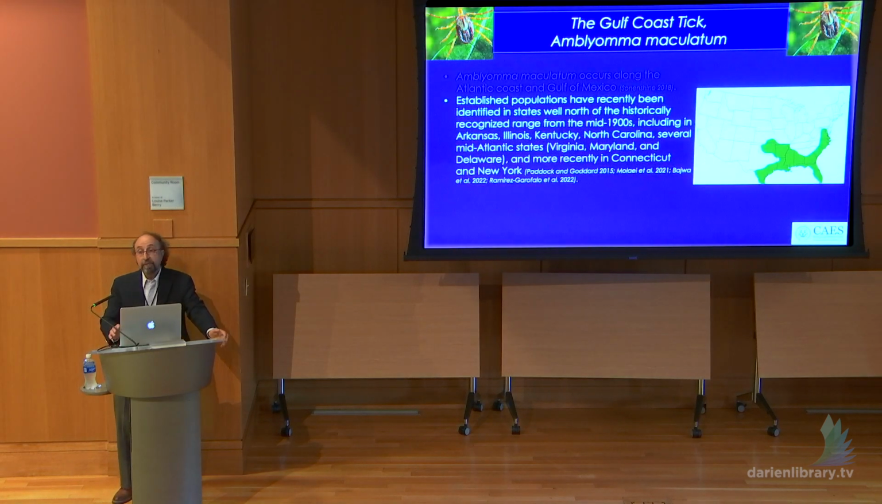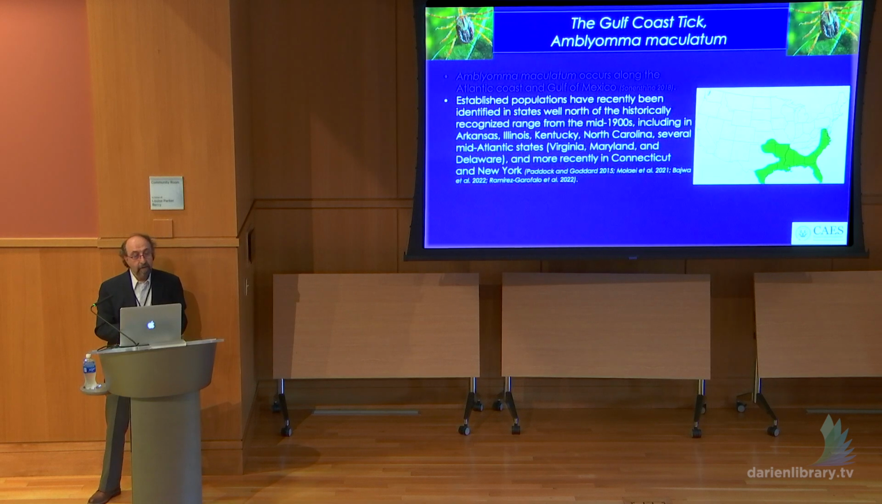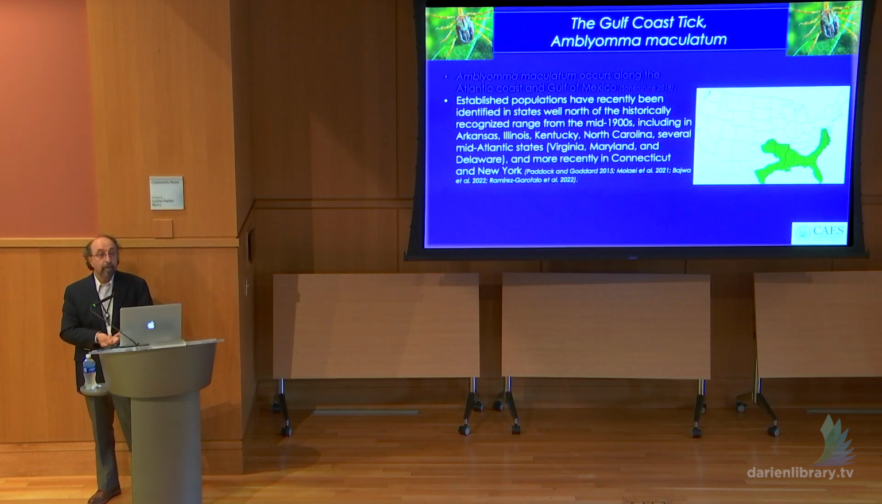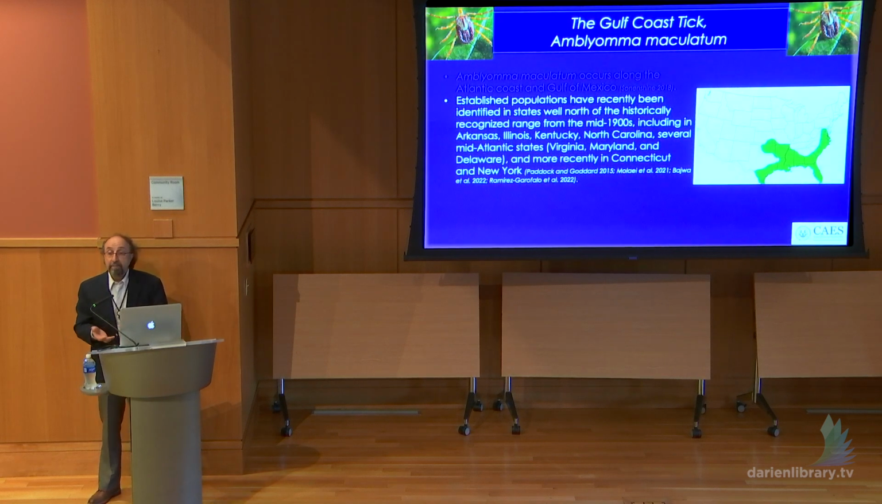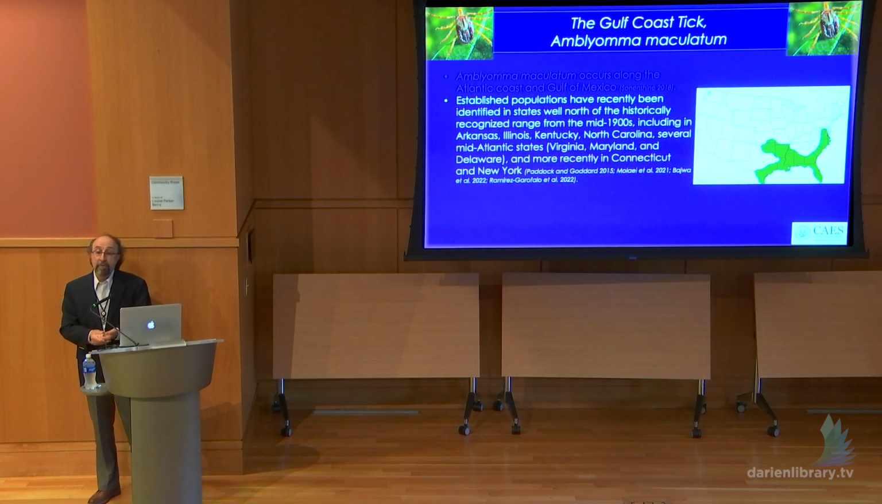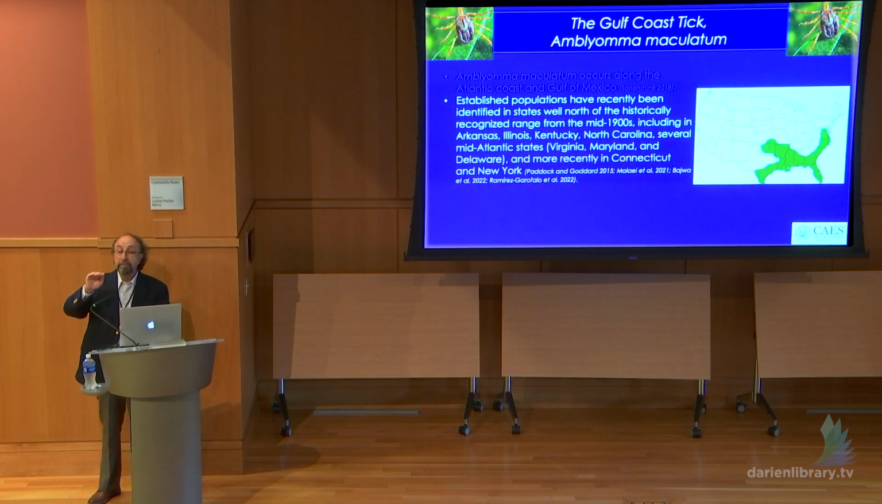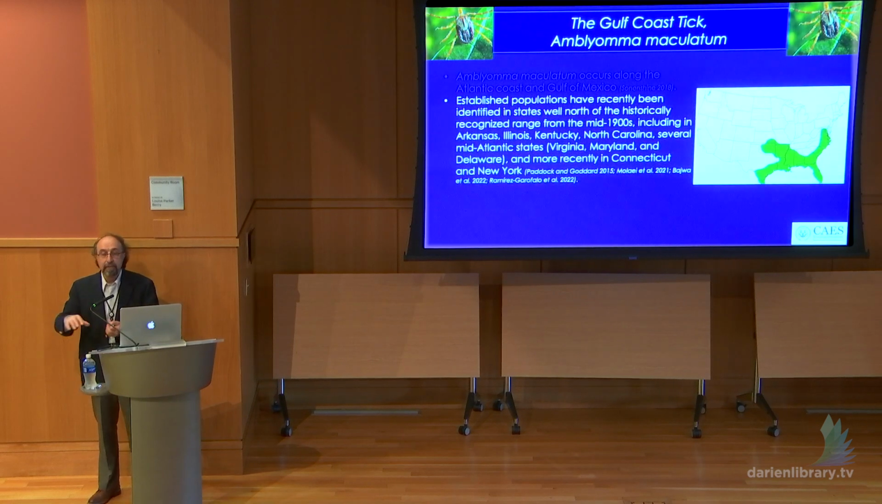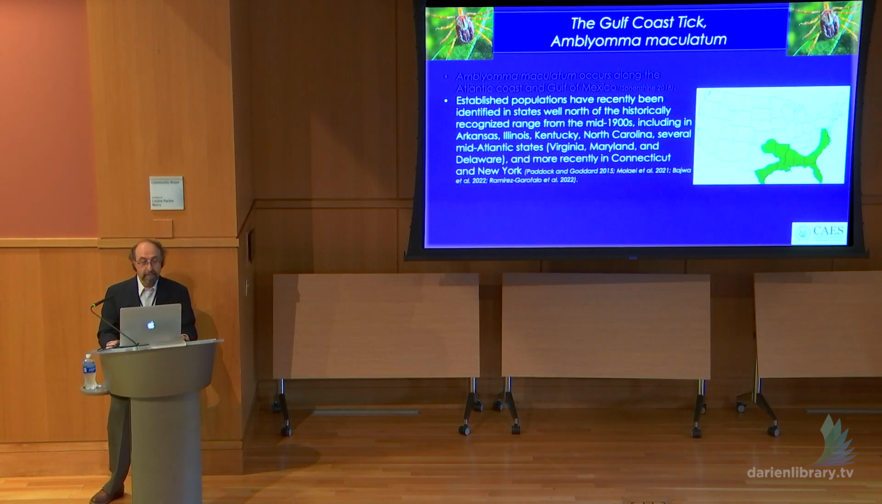Established populations of this tick have been reported in several states, as you can see: Arkansas, Illinois, Kentucky, North Carolina, and several mid-Atlantic states, including Maryland and Virginia. The northernmost edge of distribution of this tick species was Delaware. But in 2020, it showed up in Connecticut for the first time. No other state in the region had this tick species.